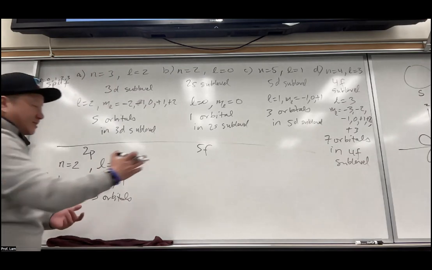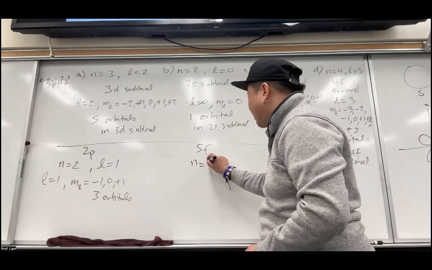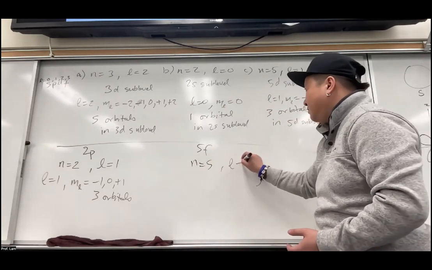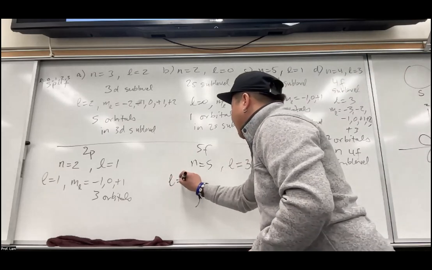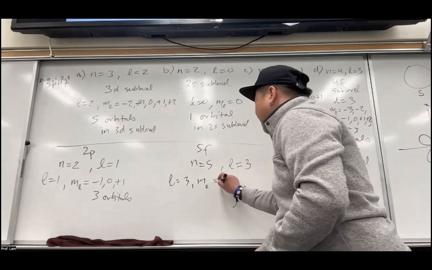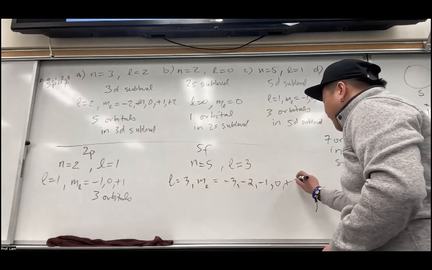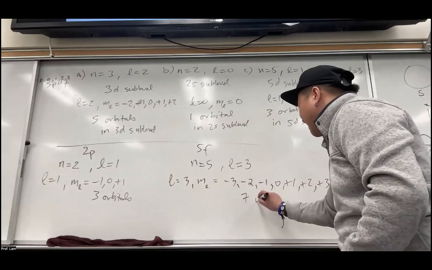Okay, let's do 5f. Obviously, 5 is the size, so n is equal to 5. And remember, f is associated with l of 3. Okay. And when l is equal to 3, ml can be -3, -2, -1, 0, +1, +2, +3. That's 7.